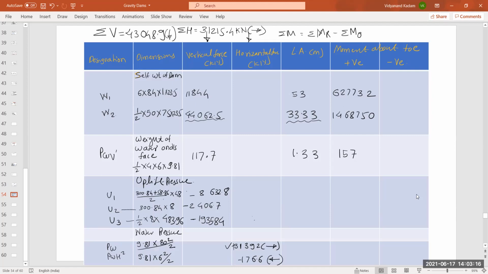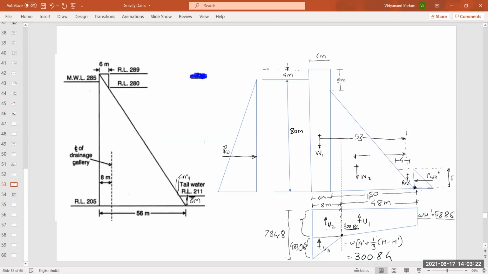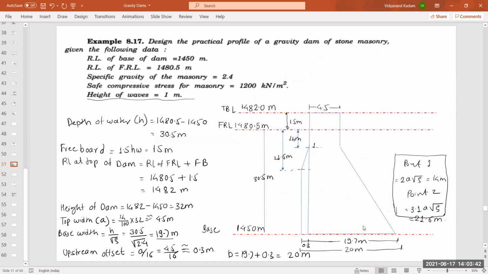Then the moment of uplift pressure, U1. See what is the position of U1 in the figure. Okay, this is U1. Okay, so time is up now. So let us stop here. So you complete the remaining problem.